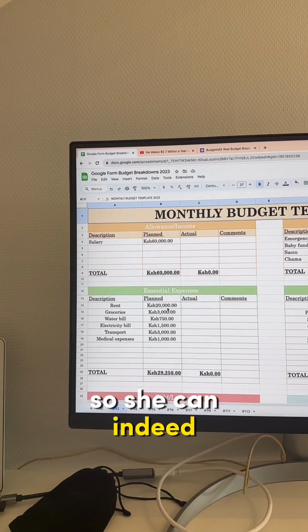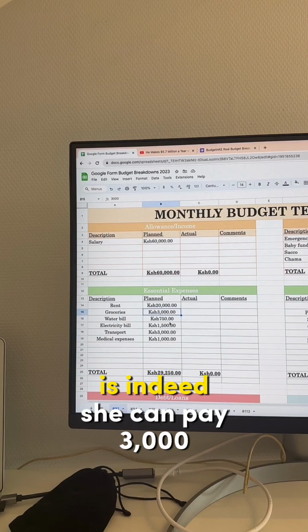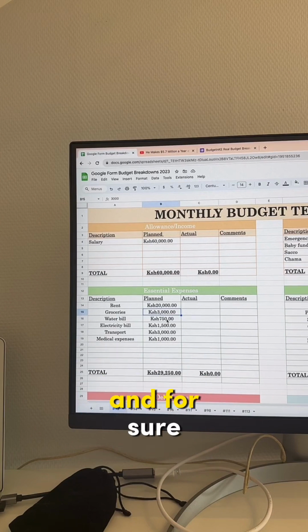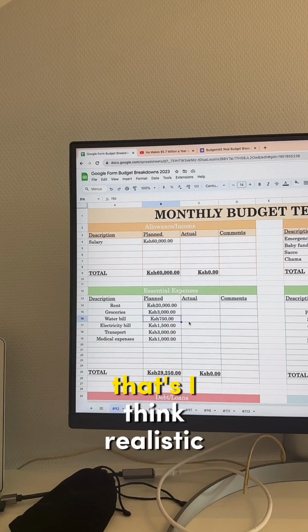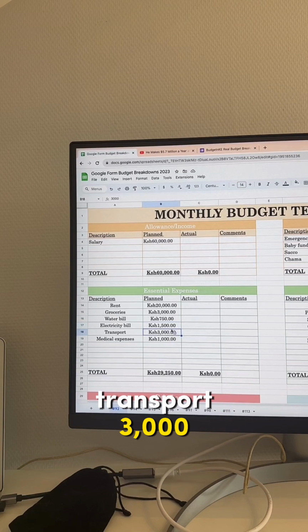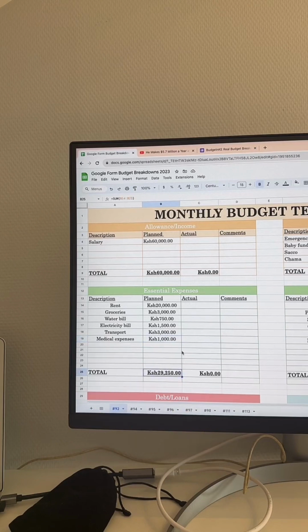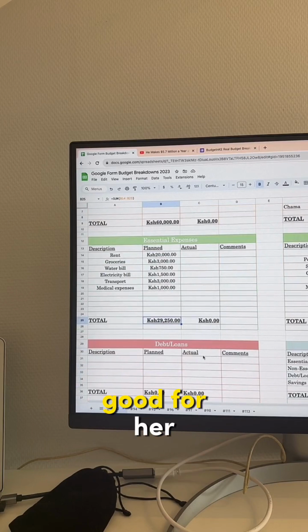So she can indeed pay 3,000, and for sure the 750 water bill, I think that's realistic. Electricity 1,500, that's realistic. Transport 3,000, medical 1,000. So she pays 29,250 on essential expenses. Let's see if she has debt. She has no debt. Good for her.